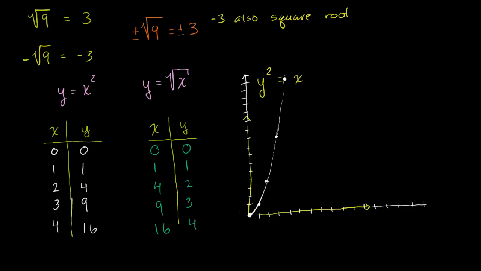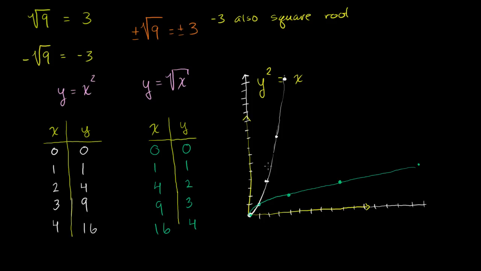So here, once again, we have 0, 0. We have 1, 1. We have 4, 2. We have 9, 3. And we have 16, 4. So this graph looks like that.